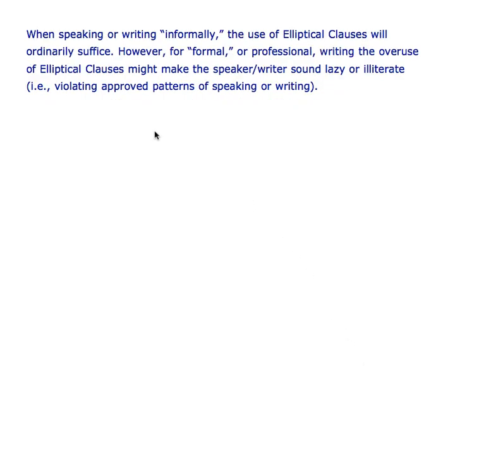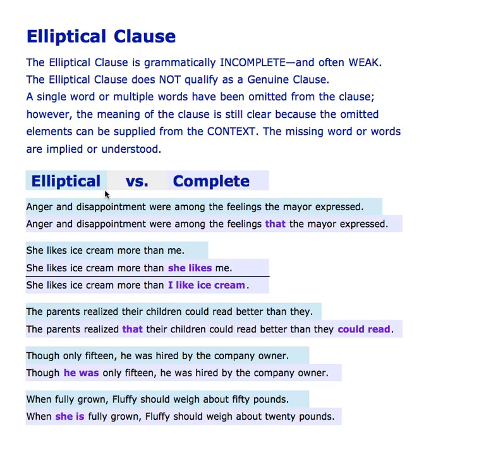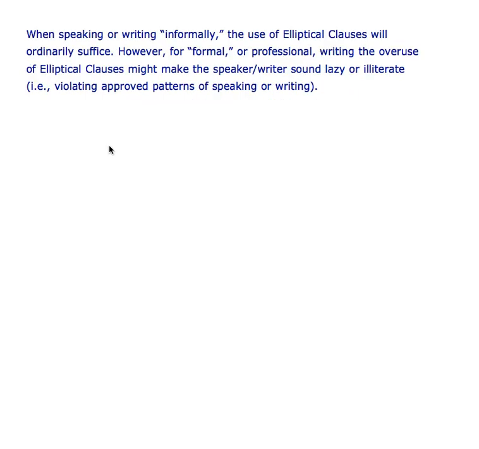And then finally, we realize that when speaking or writing informally, the use of elliptical clauses will ordinarily suffice. However, for formal or professional writing, the overuse of elliptical clauses might make the speaker and or writer sound lazy or illiterate. And illiterate meaning violating approved patterns of speaking or writing. So ordinarily, you can speak either way, but people do tend to speak elliptically because they know that their audience understands what he or she is saying. Okay? So you can study that on your own to save time.